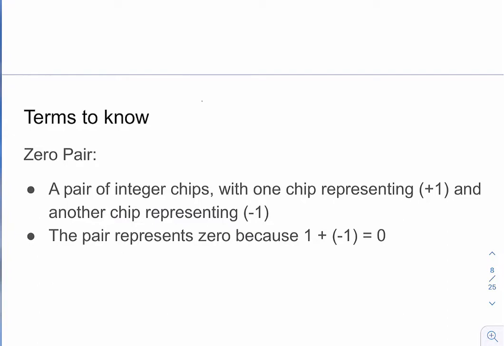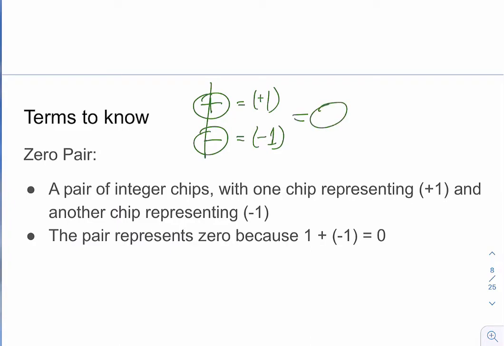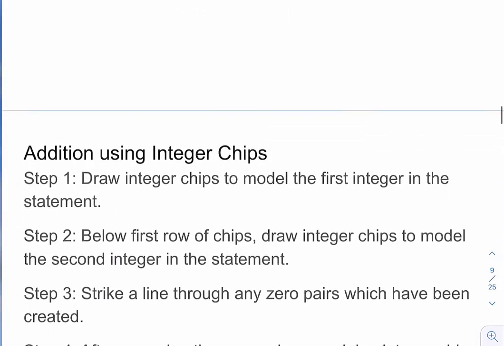For example, we're going to draw our chips as circles, and this would be a positive chip and this would be a negative chip. So this one represents a positive 1, this one represents a negative 1. So we'll put those in brackets there. Now when I put those two together, they're called a zero pair because those two chips, or that pair, equals 0. So you have to know what a zero pair is going forward to do addition, and later on when we do subtraction. So let's look at the rules now.